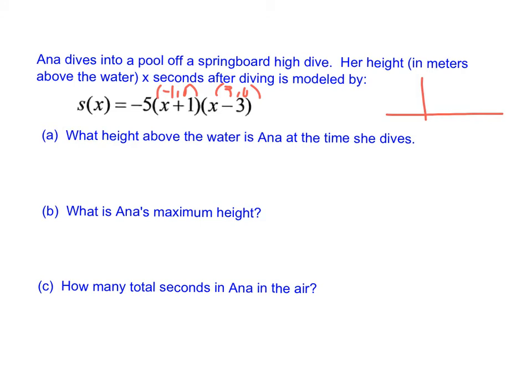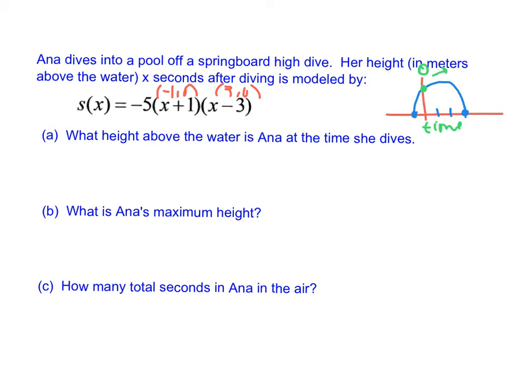So here we have an x-intercept at negative 1, 0. And then we have another x-intercept at 3, 0. So this is the way that this looks. Now, it might not make sense to you that right here at time 0, Anna's right here, but if you think about it, she's starting on a high dive. So at time 0, she is above the water by some distance, and when she dives off, she is going to go up for just a little bit and then come back down.